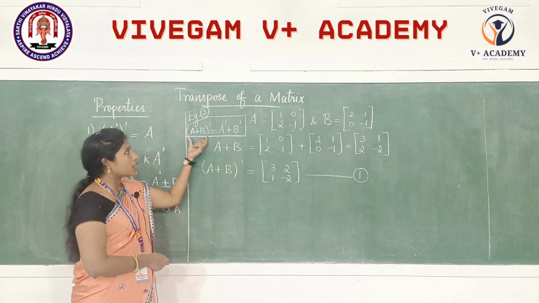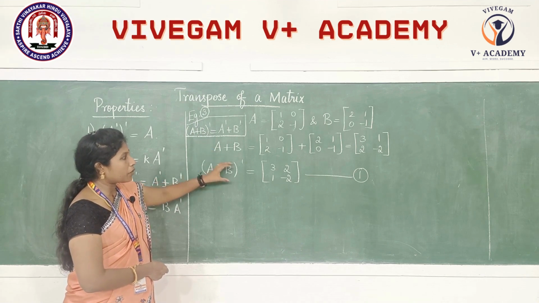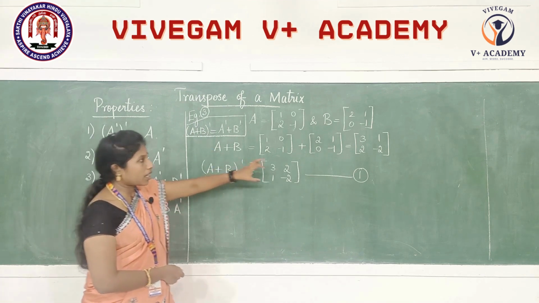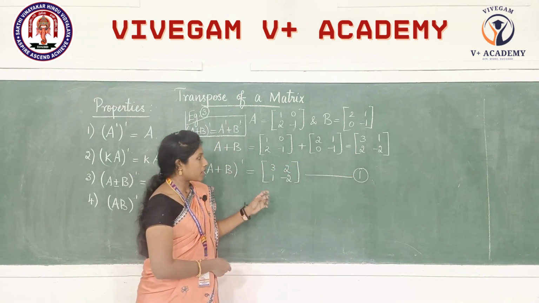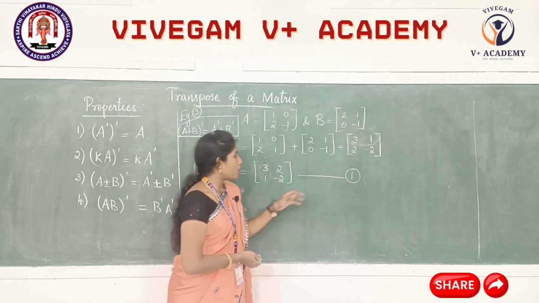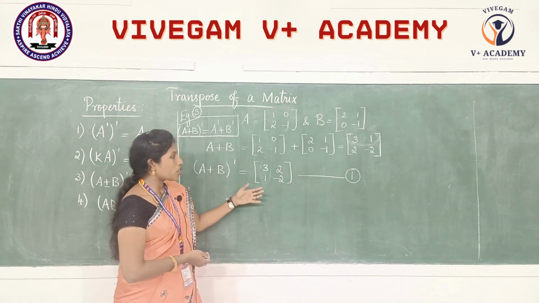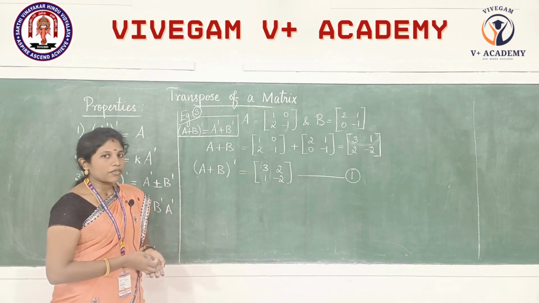Our left hand side is (A plus B) the whole transpose. So for this addition matrix, we have to take a transpose. So I am taking a transpose of the obtained matrix. The first row has to be written as the first column and the second row as the second column. So this is your left hand side, consider it as equation 1.